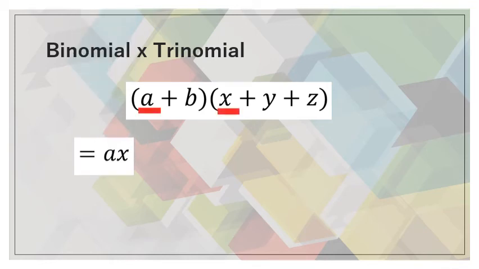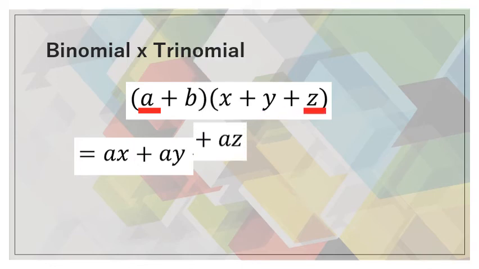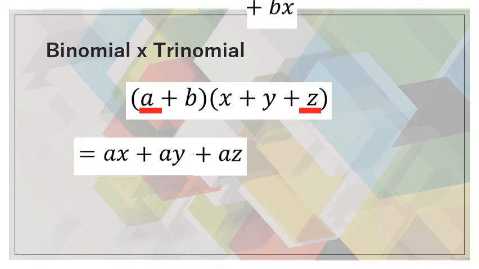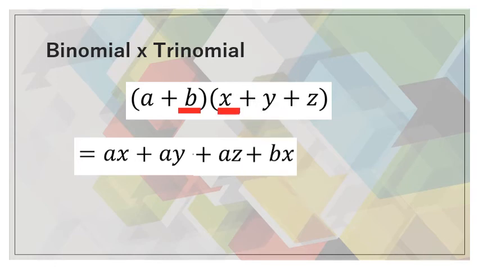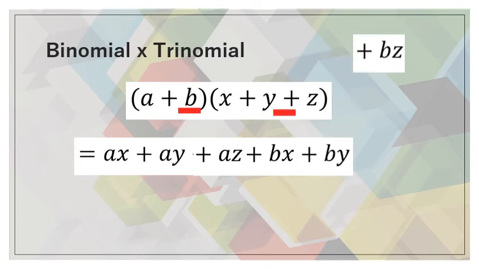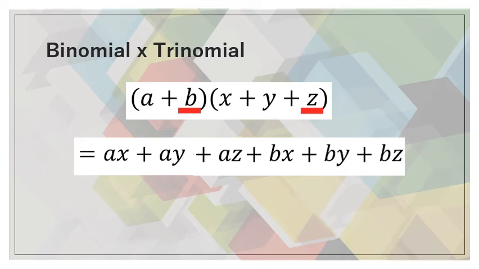So first, we multiply the first term of the binomial with each of the terms of the trinomial. So we get ax, then we get ay, then we get az. So now we have multiplied the first term of the binomial with all of the terms of the trinomial. And then we move on to the second term of the binomial. Multiply that to the first term of the trinomial, multiply to the second term of the trinomial, and multiply to the third term of the trinomial. So with this, we were able to multiply all of the terms of the binomial with all of the terms of the trinomial.